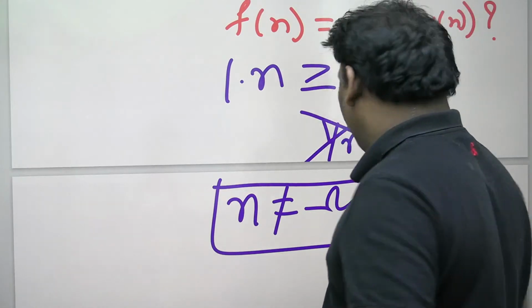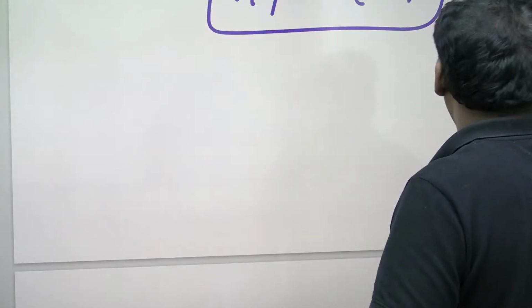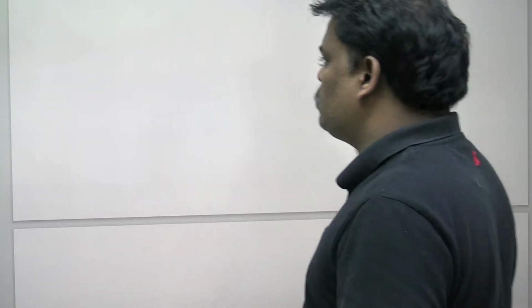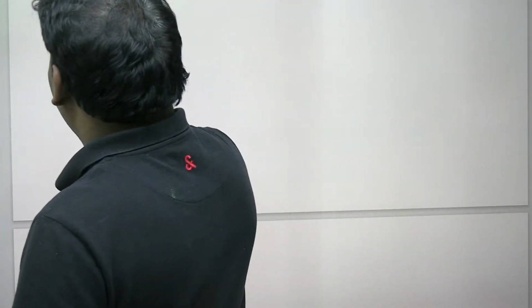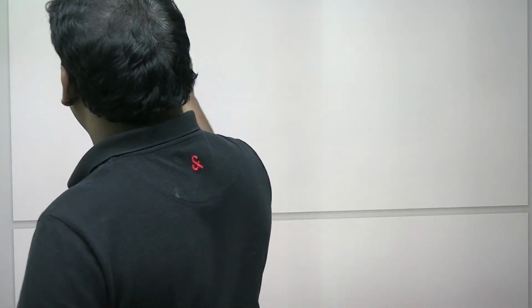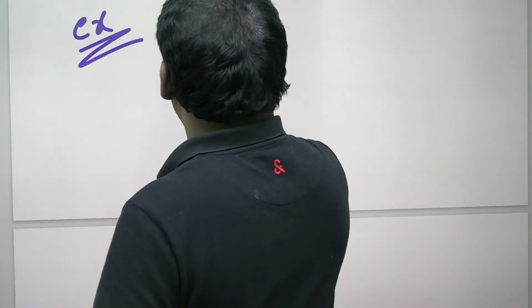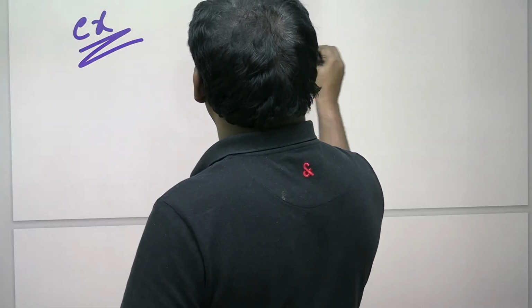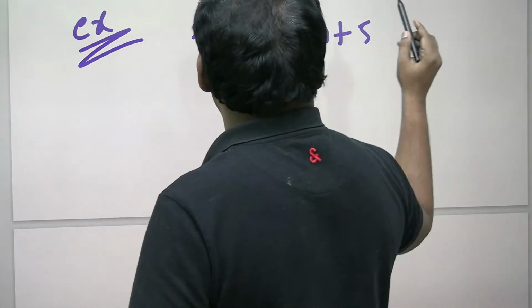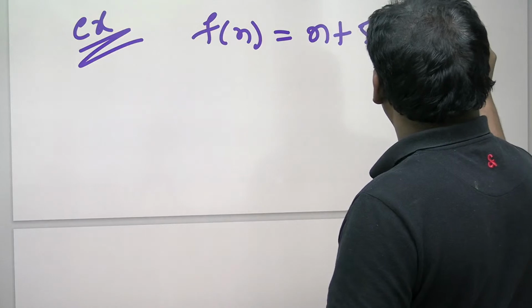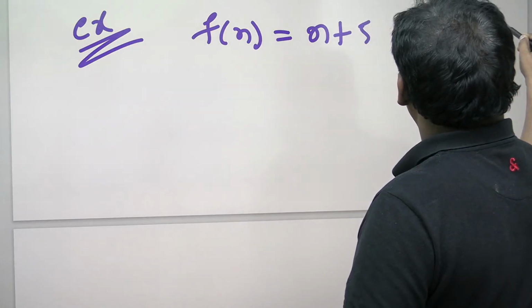Right, I feel everyone is fine now. Let me ask you one small question. This is a very important one. Make sure everyone listens. F of n is equal to n plus 5. G of n is equal to n minus 5.